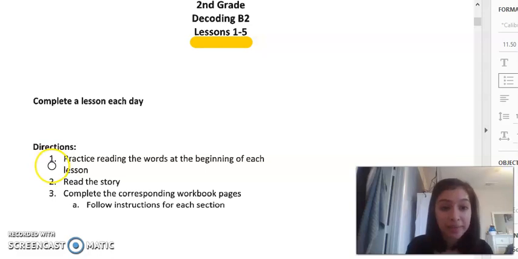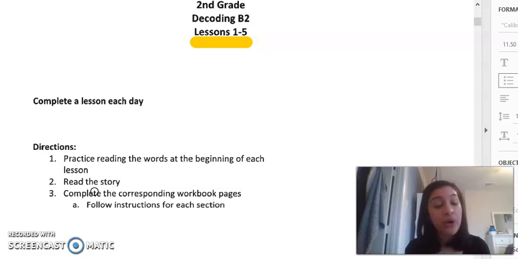So direction 1 is practice reading the words at the beginning of each lesson. Just like we do in class, you're going to look at the first part, say the sounds, and say the words also. Now step 2 is read the story. Again, like we do in class, you're going to read the story on your own this time. If you make any errors, make sure you fix the word and try to read that sentence again. The same thing we do in class.